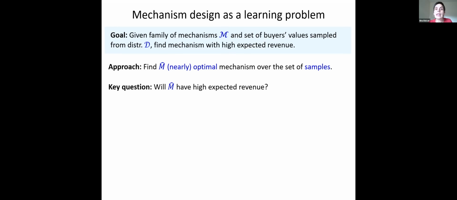But of course, a key question is whether this mechanism M hat that does well over the set of typical samples will actually generalize. Will it have high expected revenue on new random valuation vectors that come from the same distribution as the training set of typical instances? And in particular, will it compete with the best mechanism from our family of mechanisms? Okay, so this is a key, right?